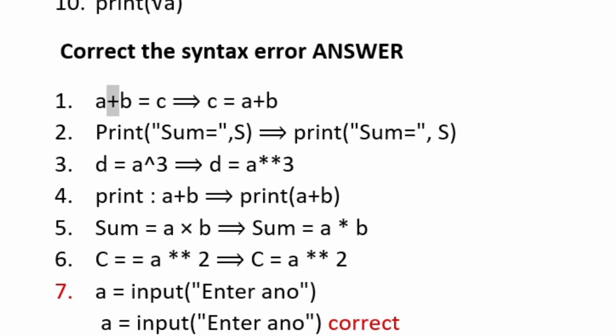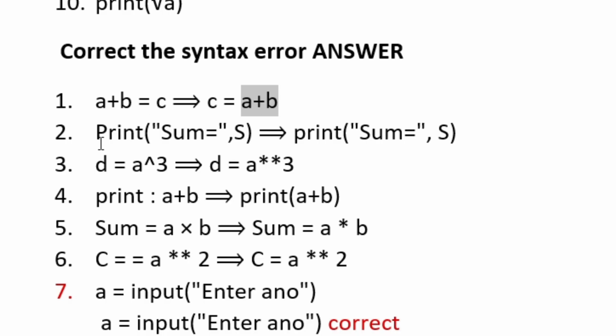Number 1. Wrong code: a plus b equals c. Correct code: c equals a plus b. Explanation. In Python, assignment always happens as variable equals expression. We cannot assign a value to an expression.